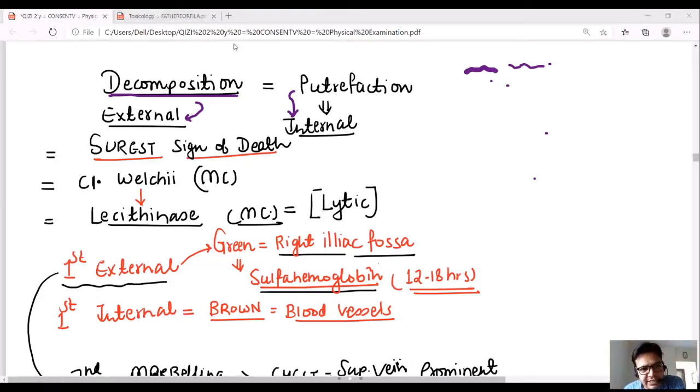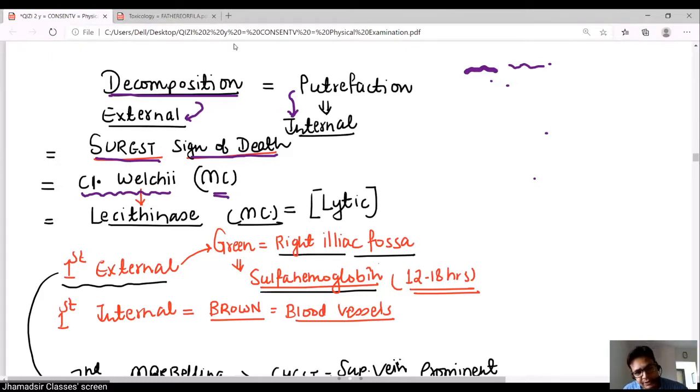Decomposition is the surest sign of death. It means if you have decomposition, that is the surest sign of death. The most common bacteria for decomposition is Clostridium welchii. This question comes in the exam, my dear friend. It is a very important MCQ. Which is the commonest bacteria causing decomposition? The answer is Clostridium welchii.